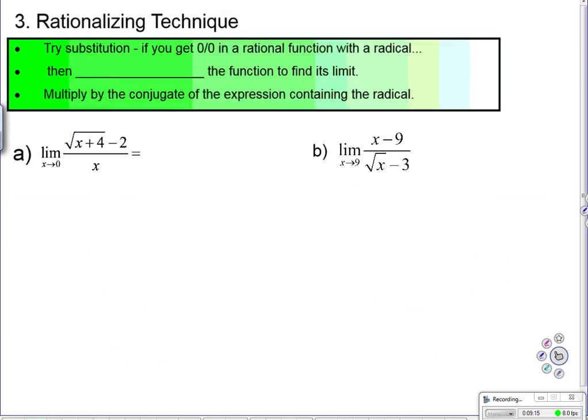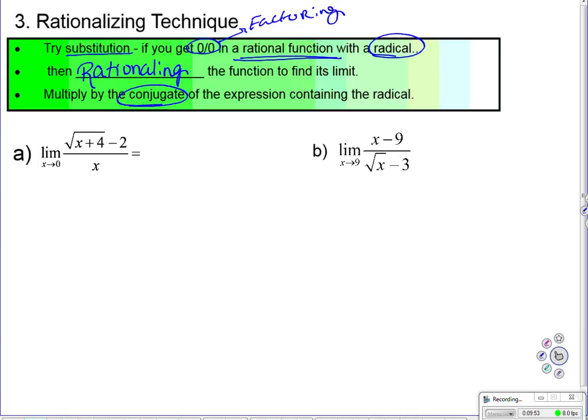Okay, for the last really fun technique called the rationalizing technique, we know that if substitution gives us 0 over 0, we should try factoring, because factoring is a little bit easier than this technique. If factoring doesn't work, I might be dealing with a rational function that has a radical present. And if that's the case, we're going to use this technique of rationalizing the function to find its limit. We'll multiply by the conjugate of the expression containing the radical.